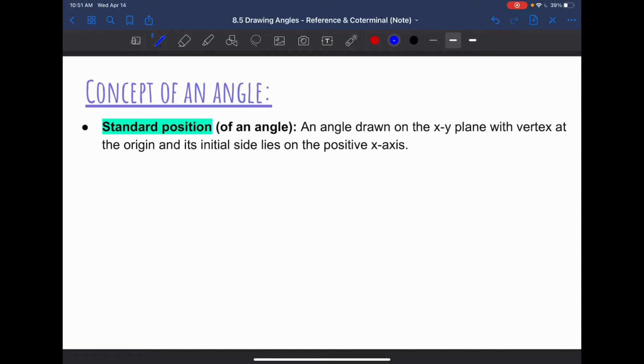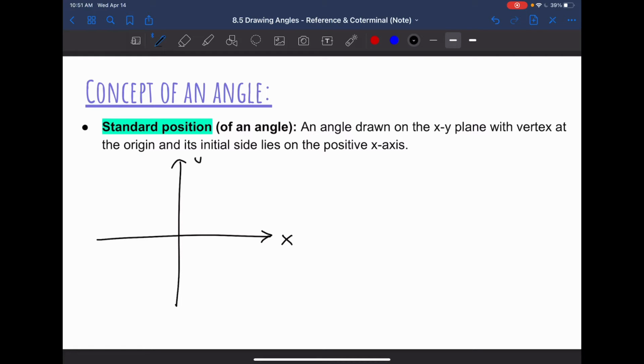And a little bit new stuff. Something called the standard position of angle. So standard position means an angle drawn on the XY plane with a vertex at the origin and its initial side lies on the positive axis. So if you want, please pause the video and copy this. I'll show you what's going on here.